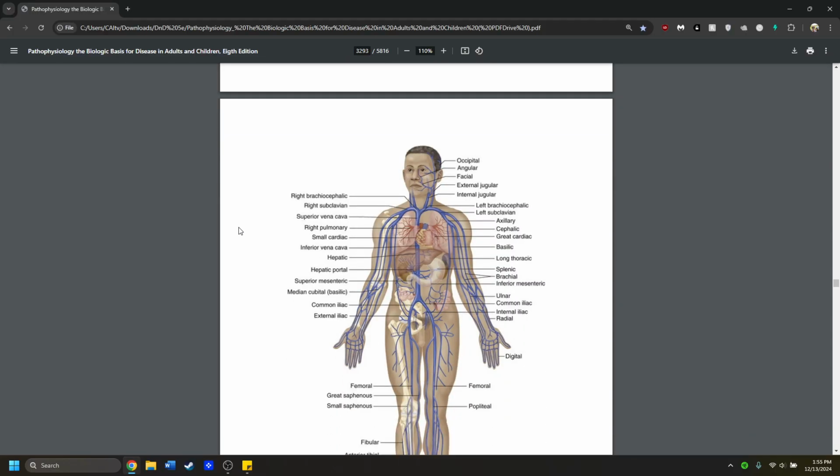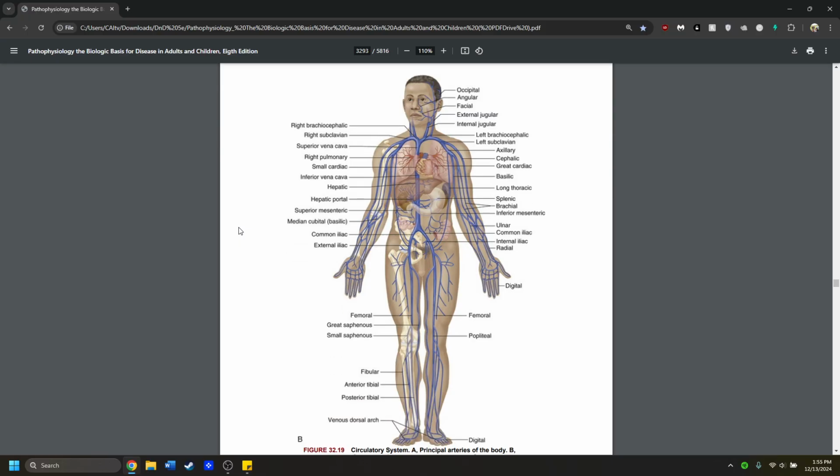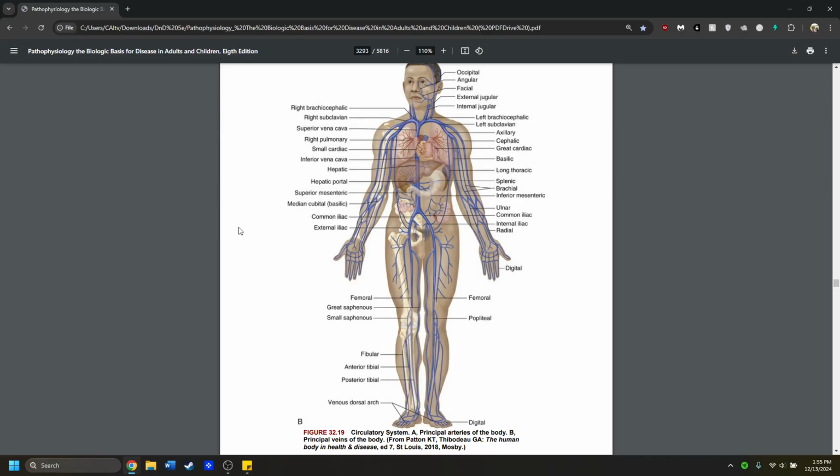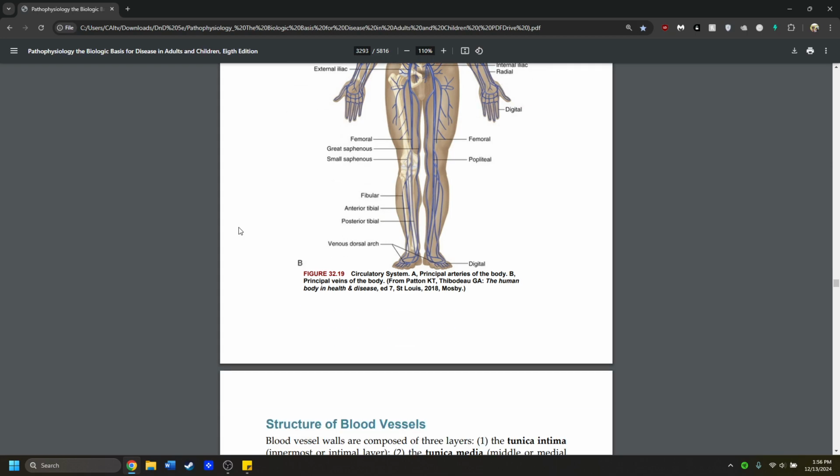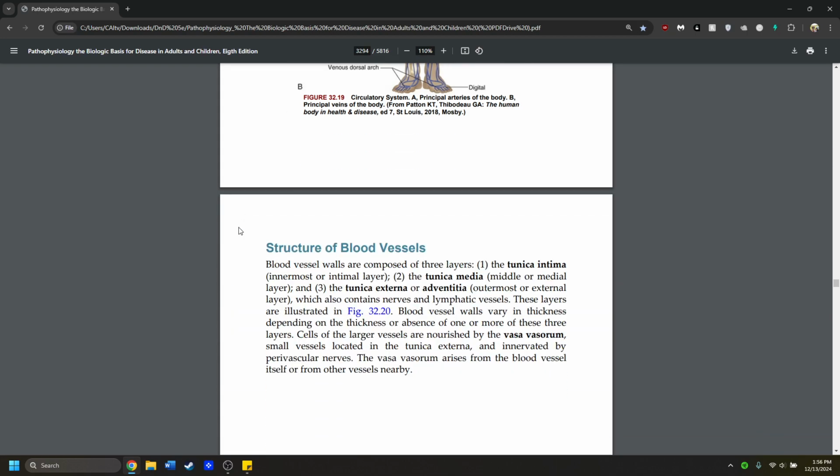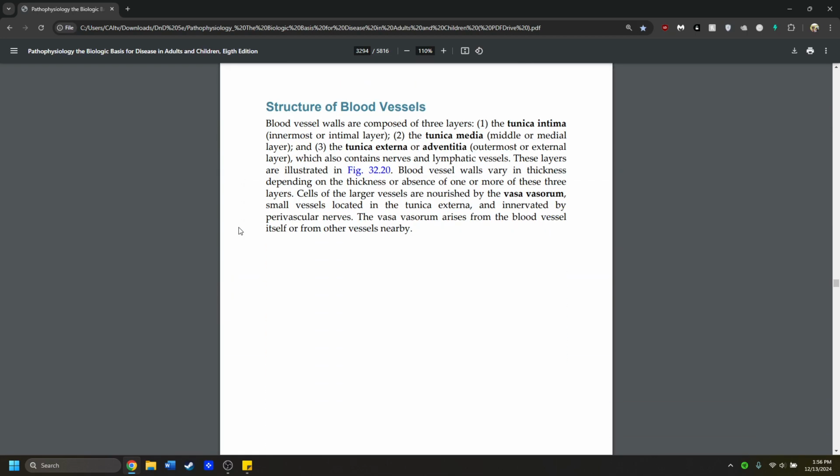And here we are looking at all of our body's veins. Again, we're not going to go through each and every single one of these. This is what anatomy and physiology is there for. I understand this is advanced pathophysiology, so this should be already covered by other lectures. So, looking at the structure of blood vessels.